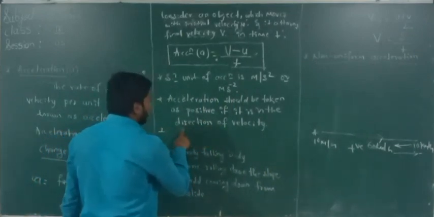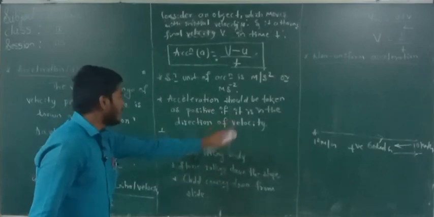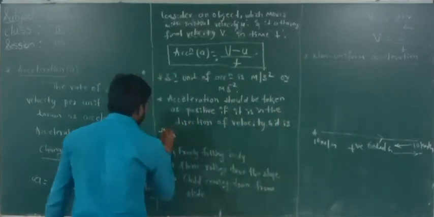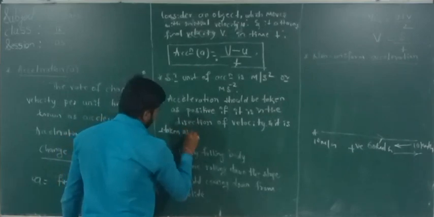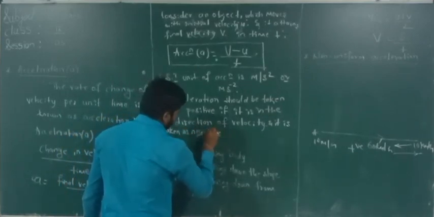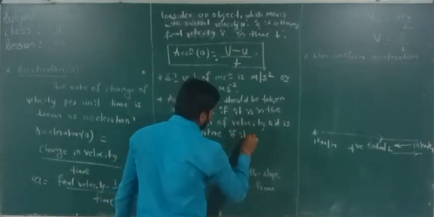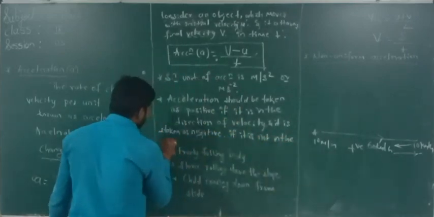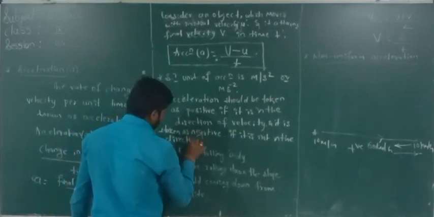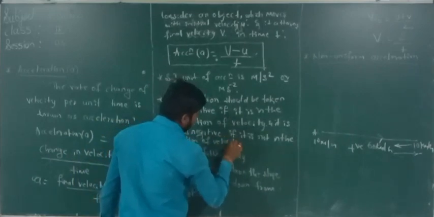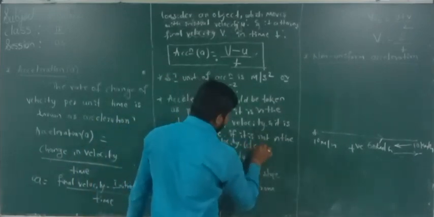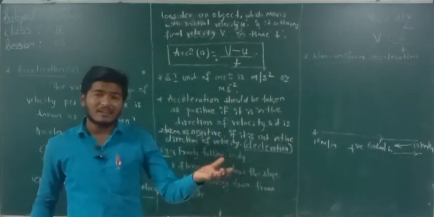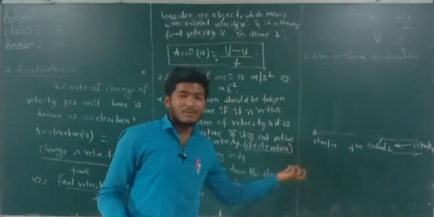See, the acceleration should be taken as positive if it is in the direction of the velocity, and it is taken as negative if it is not in the direction of velocity, and that acceleration is called a deceleration. It is not an acceleration, it is a deceleration. Here in the deceleration case, the velocity of the bus decreases.